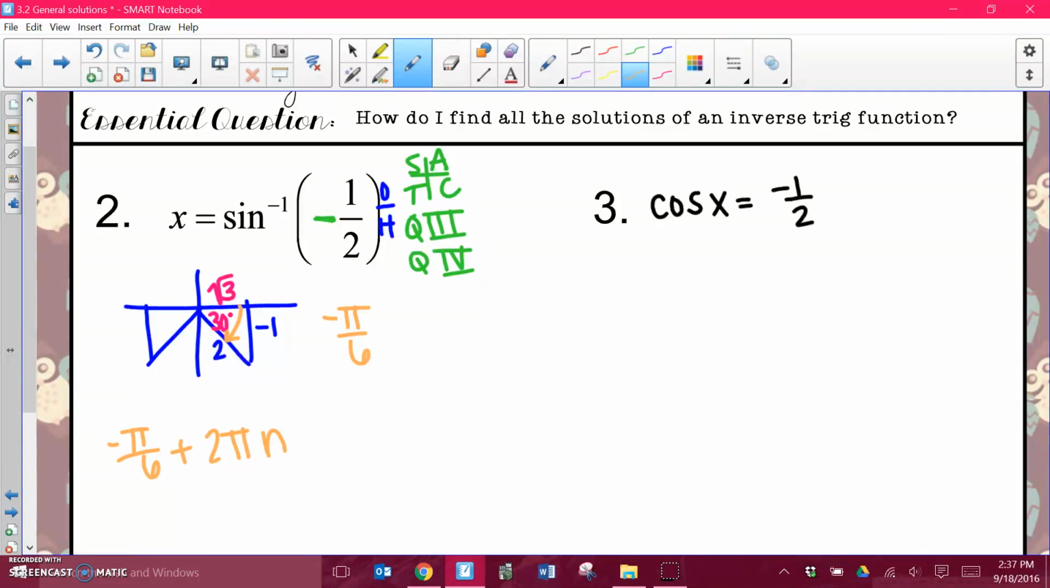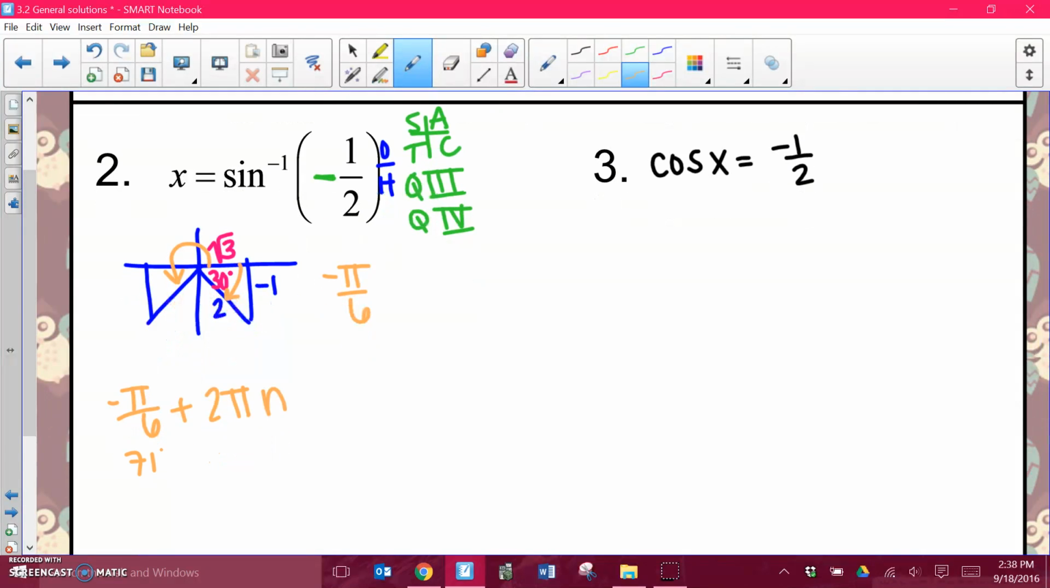So plus 2 pi n, and then again, I can go find this other guy, and I could make it negative 5 pi over 6, or I can just go around the circle and find the other one. So then that would be 7 pi over 6. Again, it should have the same reference angle, and then we're just going to figure out what quadrant it goes in. So these are my general solutions.